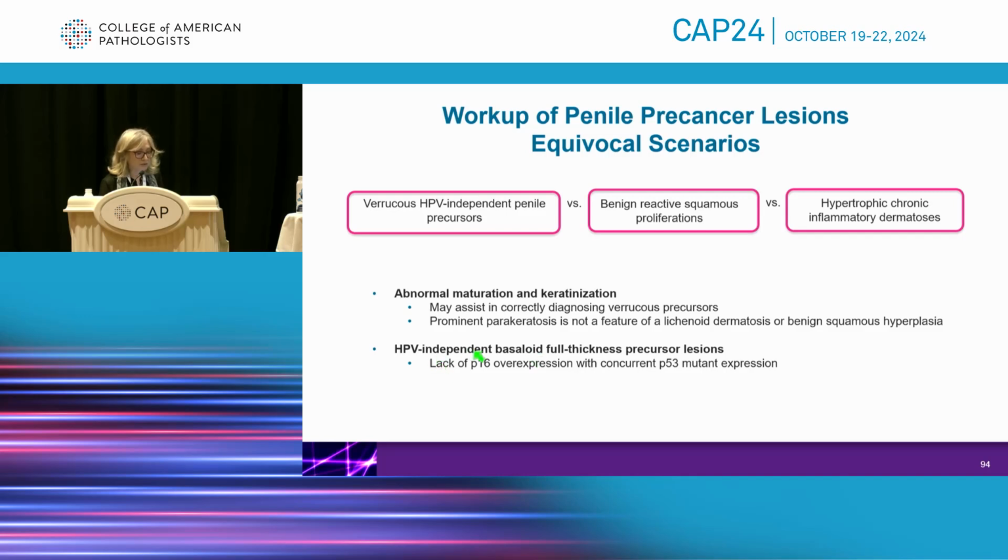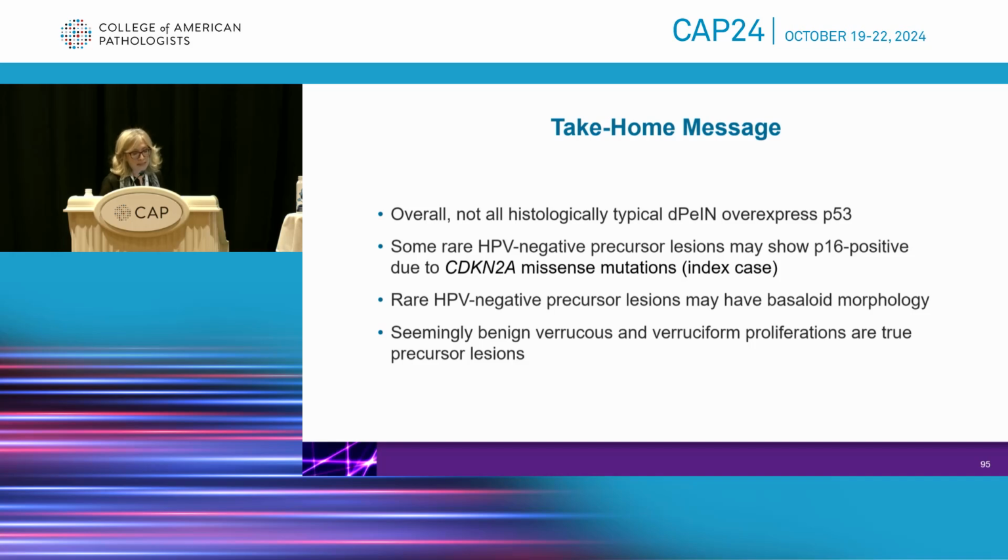And then, if I have an HPV-independent basaloid full-thickness precursor lesion, which is unusual, then I'll do P16. And if there is lack of P16 but concurrent P53 mutation, then I think of these as these precursors. And so as a take-home message, overall, not all histologically typical DPIN express P53, and some rare HPV-negative precursor lesions may show P16 positivity, like our index case, due to CDKN2A missense mutation. There are some rare HPV-negative precursor lesions that may have basaloid morphology, and then seemingly benign verrucous and verruciform proliferative lesions are true precursor lesions.